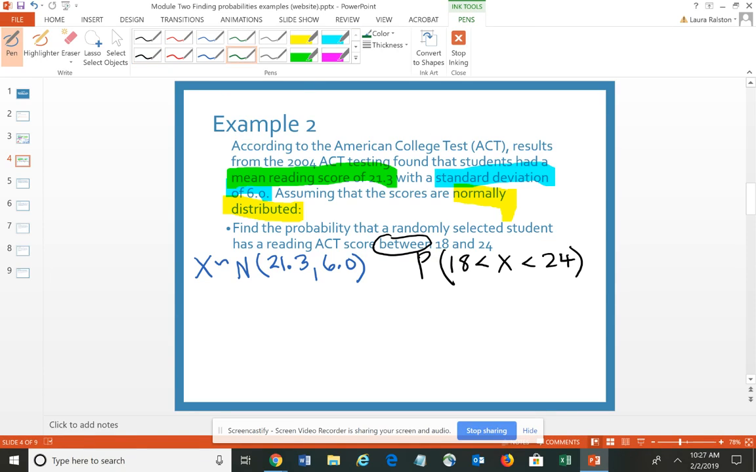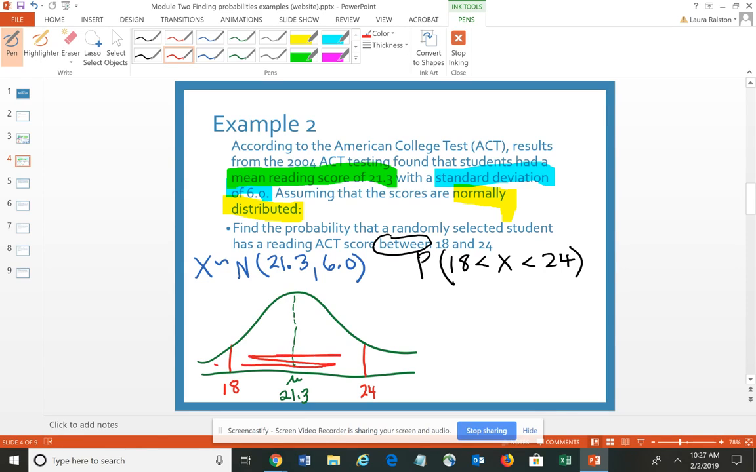So thinking about our curve, you would have your horizontal axis, your bell-shaped curve, the mean in the middle, which is 21.3. Then you have your two points of reference: 18, which would be to the left of the mean, and 24, which is to the right of the mean, and we want to be between those values. So you're looking for this red shaded region. Again, we're not doing calculus, so we're going to go out to the website and plug in the information.